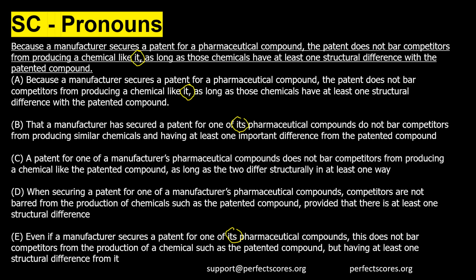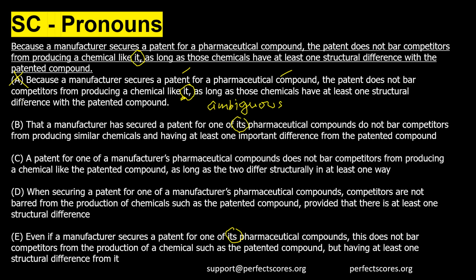All right, so did anyone get A as the correct option? I hope not, because this word it here, the pronoun it, is ambiguous. I hope you were able to figure this one out, because it can refer to patent, it can refer to the compound as well. So that's why A is gone.